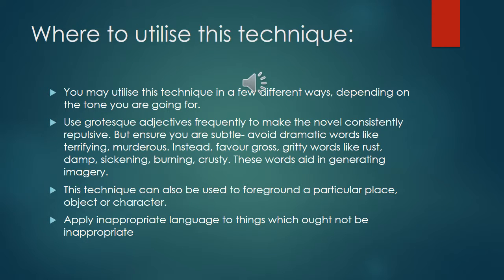You may utilize this technique in a few different ways, depending on the consistency of tone you are going for. If you wish to make the entire novel unsettling, then use grotesque adjectives frequently. Always paint objects in an unsettling light. But ensure you are subtle. Avoid dramatic words like terrifying, murderous. These tell the readers how to feel, rather than make them feel.